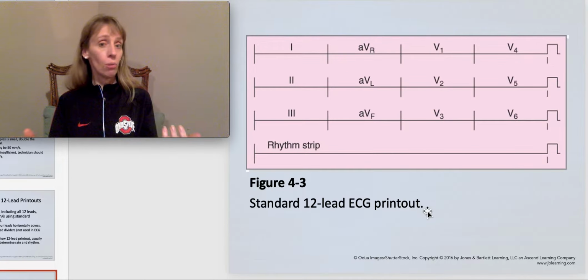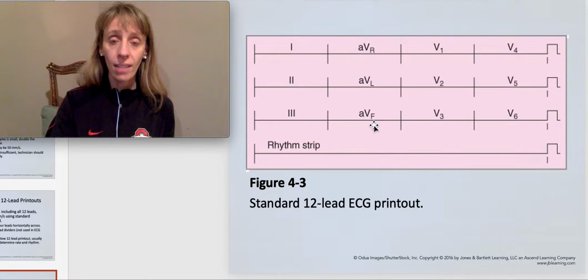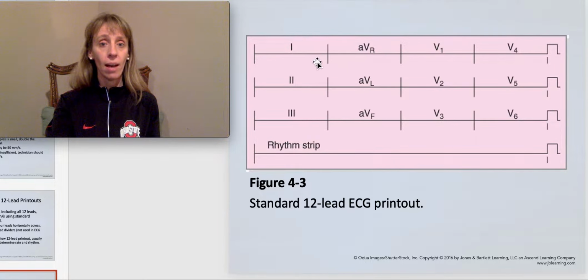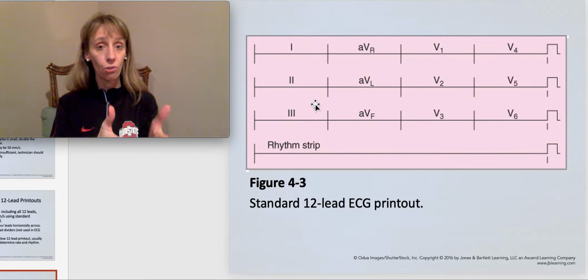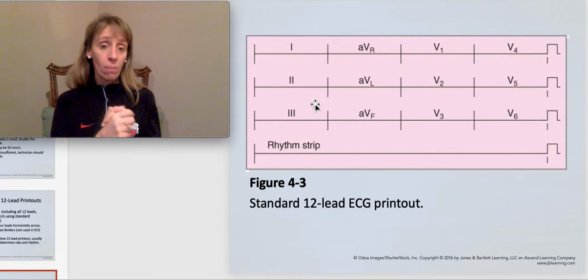So this is what the printout is going to look like. We have Roman numeral 1, 2, 3, and then the second column are the augmented leads: augmented right, augmented left, and augmented foot. These augmented leads are derived from Einthoven's triangle, 1, 2, and 3. And then we have our chest leads, V1 through V6. And then along the bottom is that rhythm strip.